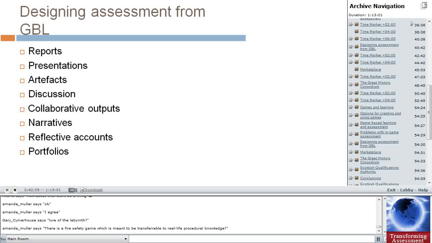Online discussion posts, again an example from one of the case studies, can be assessed for contribution, critical engagement, and reflection. You can look at things like community and support in there. Collaborative websites such as blogs and wikis.